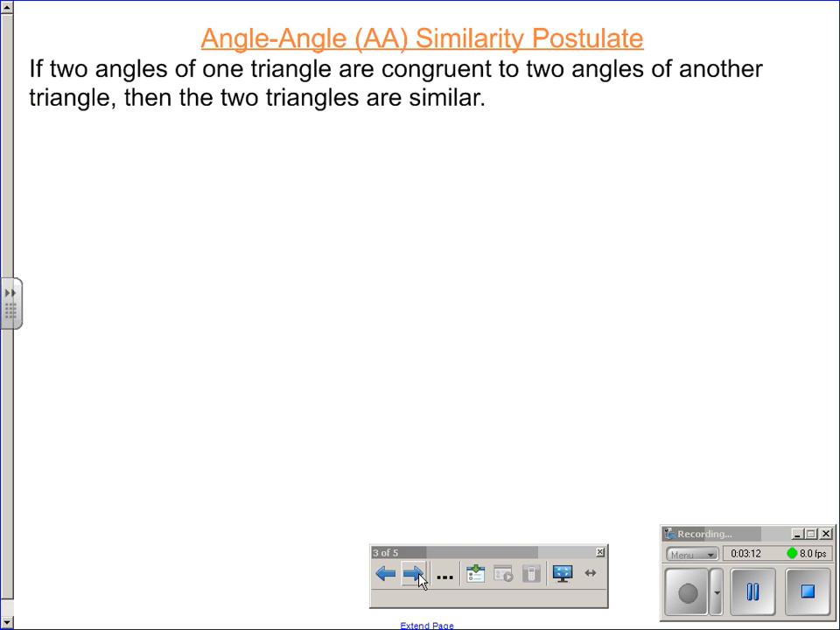Just like side-angle-side and side-side-side were tools for congruency, we're talking about angle-angle similarity. The proper way to write this will be angle, angle, and you put the little similar symbol after it. What it says is, if two angles of one triangle are congruent to two angles of another triangle, that's going to force these two triangles to be similar. This is our main theorem here. So take a second, copy that down.